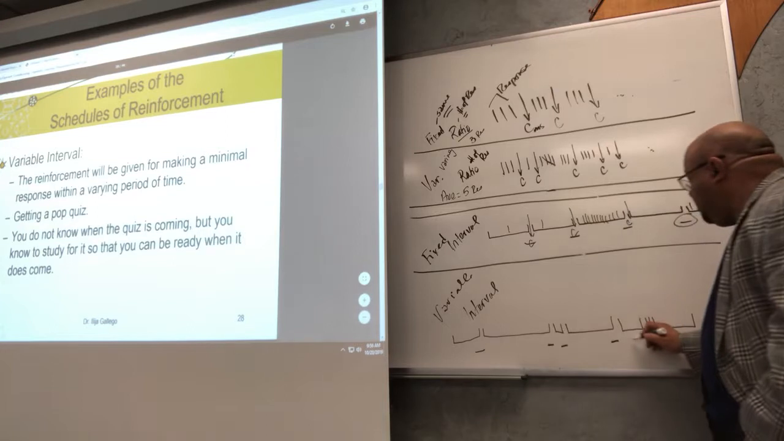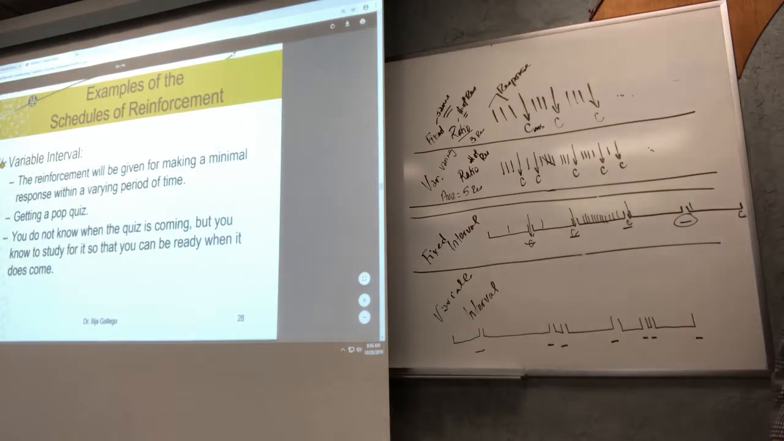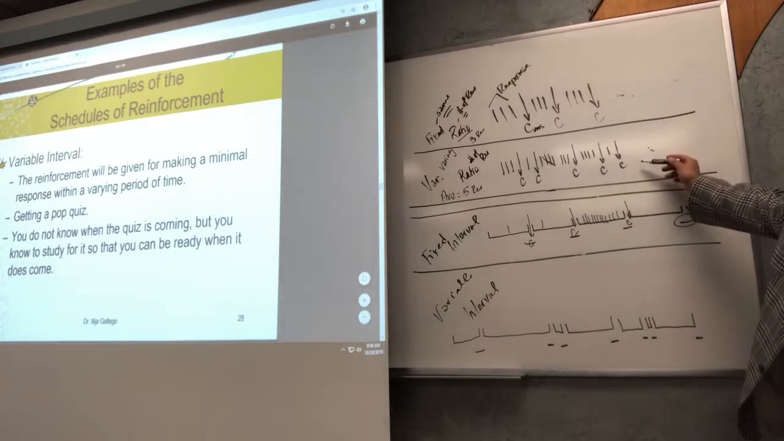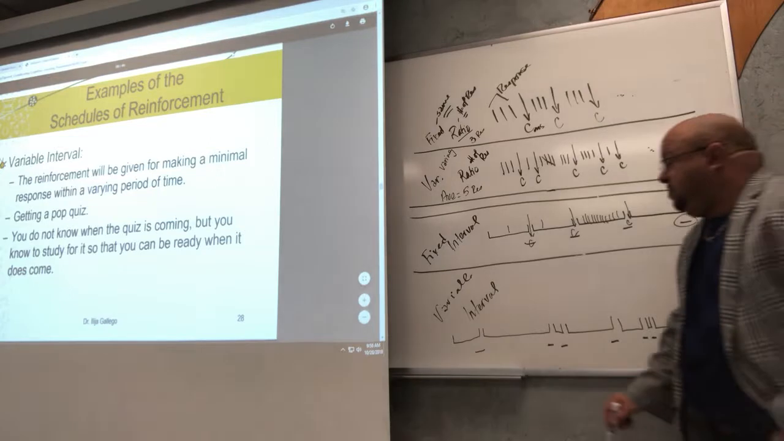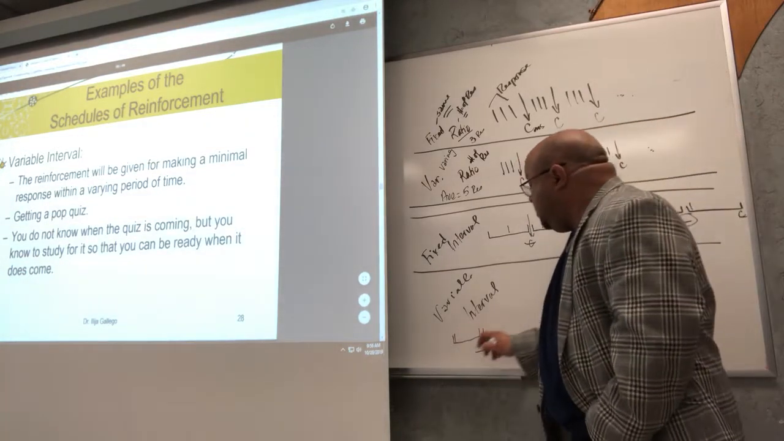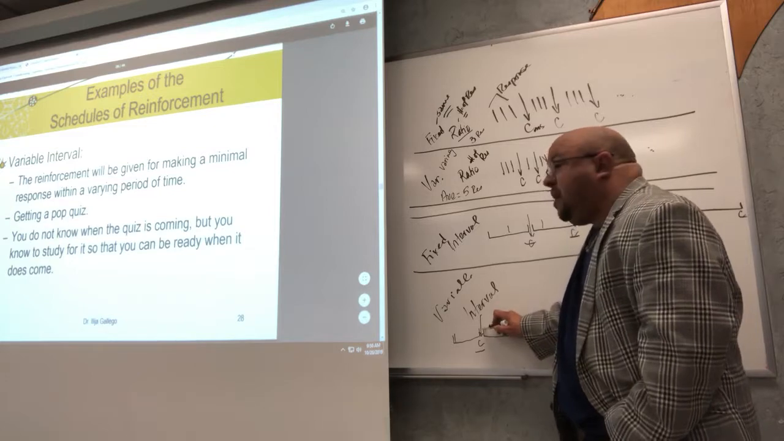The thing is that the learner doesn't know when the time period is going to end, okay? Just like in variable ratio, where the learner didn't know how many responses am I going to have to do before I get a consequence. Here you don't know how long you have to wait. So you make a response and you wait for the consequence, and you tend to make another response right away.